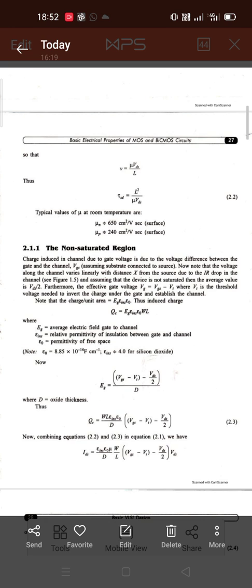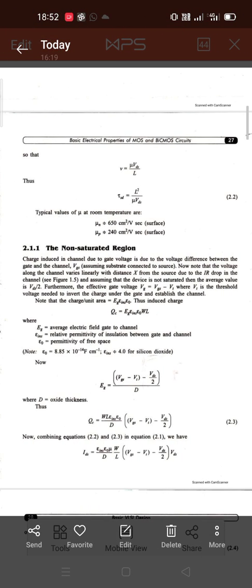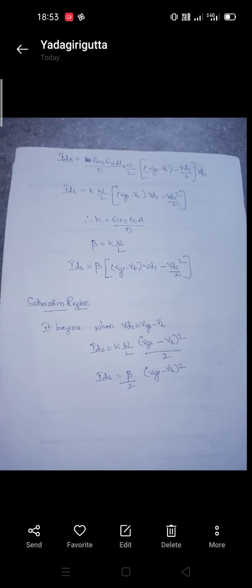We substitute all these relations in tau. Tau is equal to L by V, and V is nothing but mu VDS by L. If we substitute here, we get the relation tau is equal to L square by mu VDS. See, I have done it clearly.